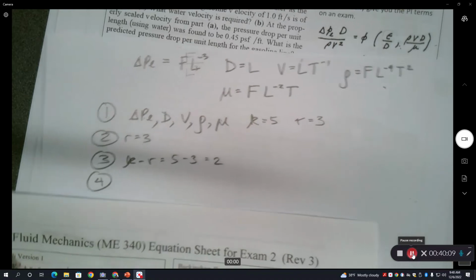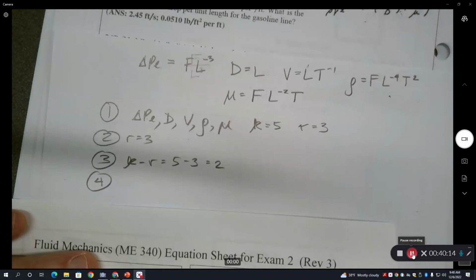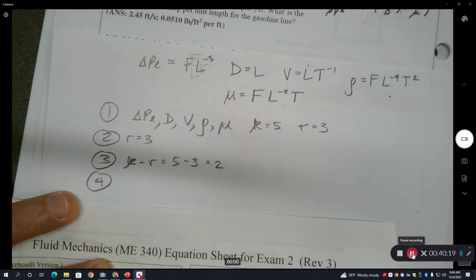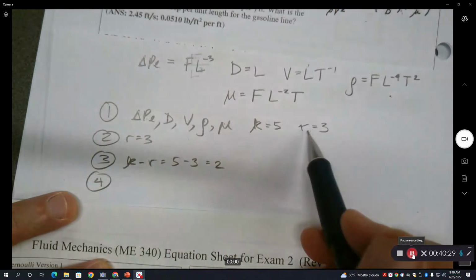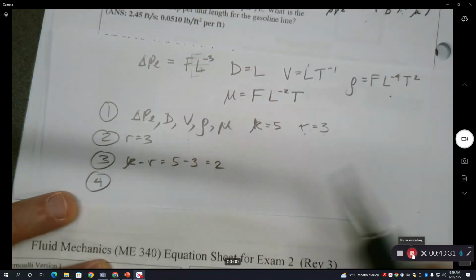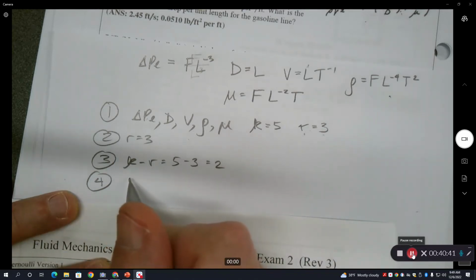Step 4, we would pick the repeating variables. Generally speaking, we're going to give them to you, and there should be 3 repeating variables. There's always, it's going to be equal to number r, so there should be 3 repeating variables. And those repeating variables, you can usually kind of guess what they're going to be. It's definitely going to be V, velocity.